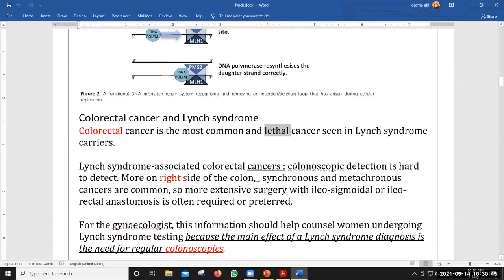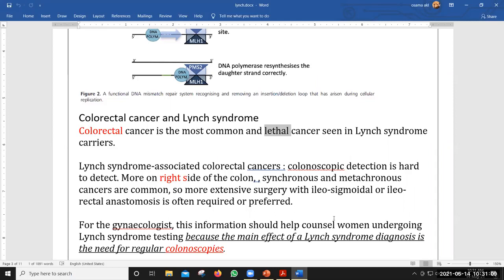Actually, diagnosis of cancer colon in Lynch syndrome is not easy. Why? Because usually the cancer is on the right side, on the right colon, in the cecum. When we do colonoscopy, we look first at the left side. Sometimes it's not easy to reach the right side of the colon. That's why diagnosis is not easy.